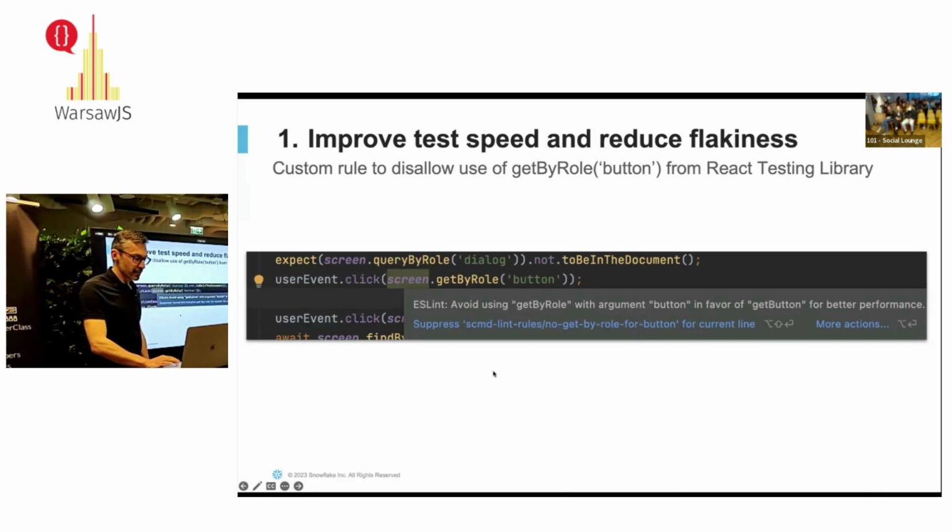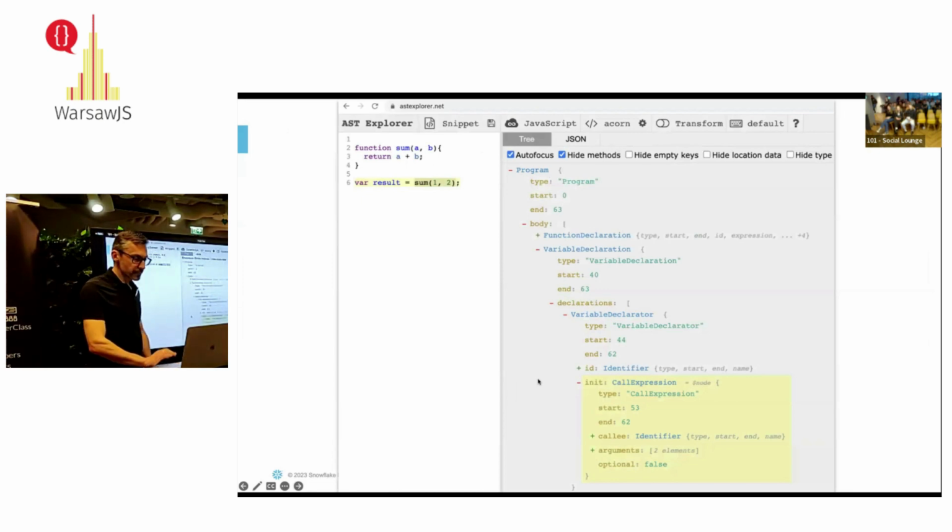And how do we write that kind of rule? To write it, let's take a look at something called the AST, the Abstract Syntax Tree. The Abstract Syntax Tree is the result of parsing JavaScript code, and it presents the whole JavaScript code as a tree containing a representation of all the elements that we have in our code.